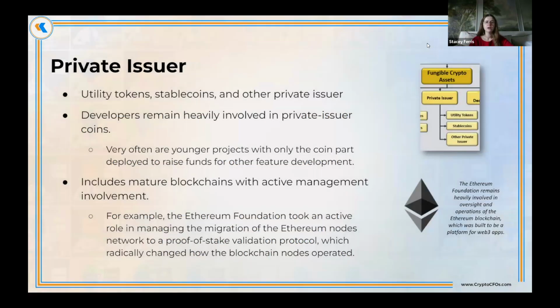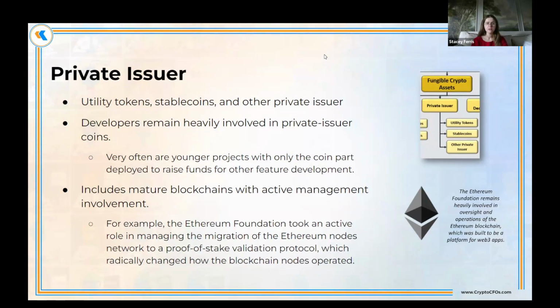Okay. All right. And then moving over to private issuer. This is where the vast majority of coins fall. In this category we've got utility tokens, stable coins, and other private issuer coins. With these coins, developers remain heavily involved. Very often you're looking at younger projects with only the coin part deployed, and it's deployed in order to raise funds. Anyone who's been in Web3 for any period of time is familiar with this. You have a young project, you want to start, let's say, an NFT marketplace, or a lending protocol. Very often you'll issue your native token, and you get people to buy it while it's still illiquid potentially, in order to give you basically capital to fund development. And then eventually that token becomes liquid, and you have vesting schedules and so forth where people can sell it. And then you basically create a market for your coin.